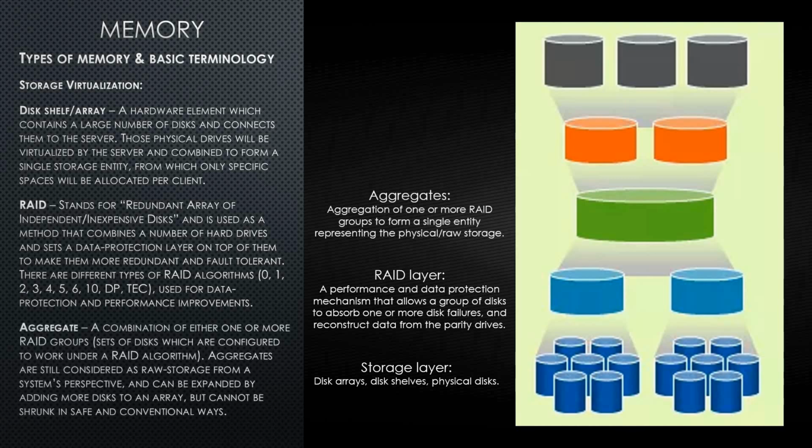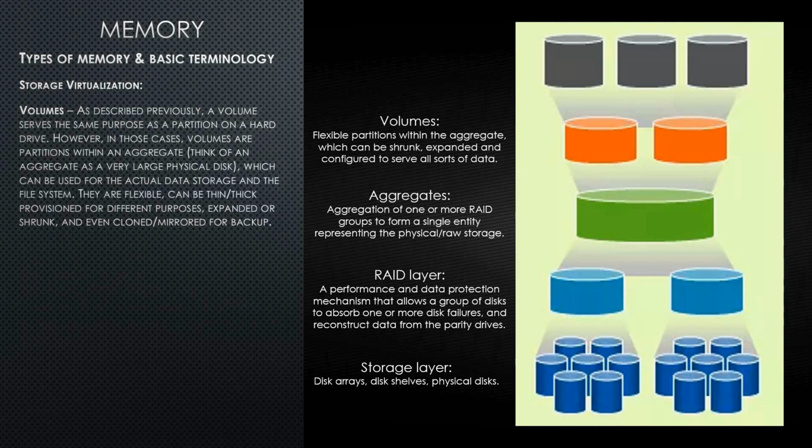On the aggregate layer, we have a combination of one or more RAID groups. A RAID group is a set of disks that are configured to work under the same RAID algorithm. Aggregates are still considered as raw storage from a system perspective, and they can be expanded by adding more disks to an array, but they cannot be shrunk in safe and conventional ways. So aggregates are basically the aggregation of one or more RAID groups to form a single entity representing the physical raw storage.